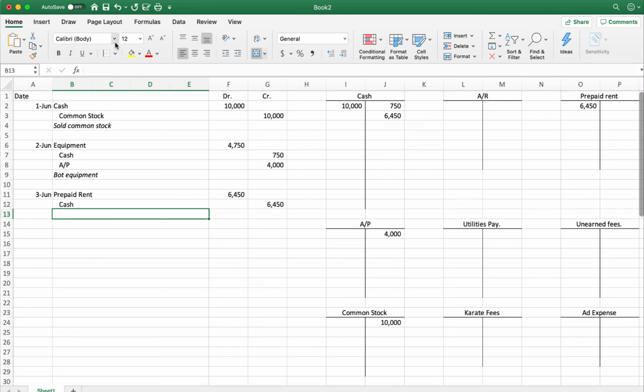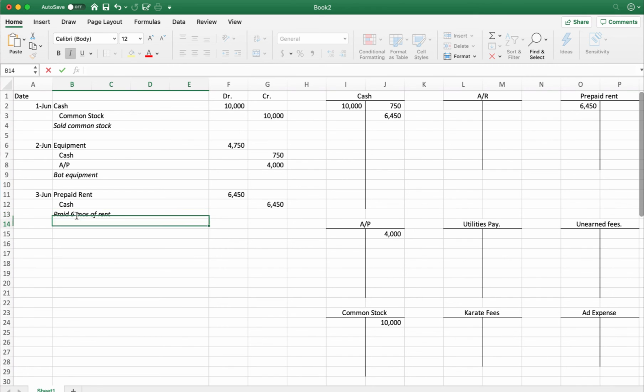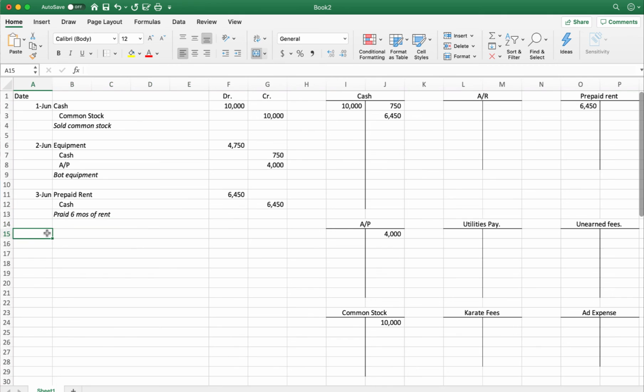Okay? So we forgot to put our explanation. Well, what happened here? Well, I'm going to italicize it and say prepaid 6 months of rent. Done. Always skip a space. So on June 4th, what did we do? June 4th paid 1 year premium on liability insurance. The amount was $876. Okay.